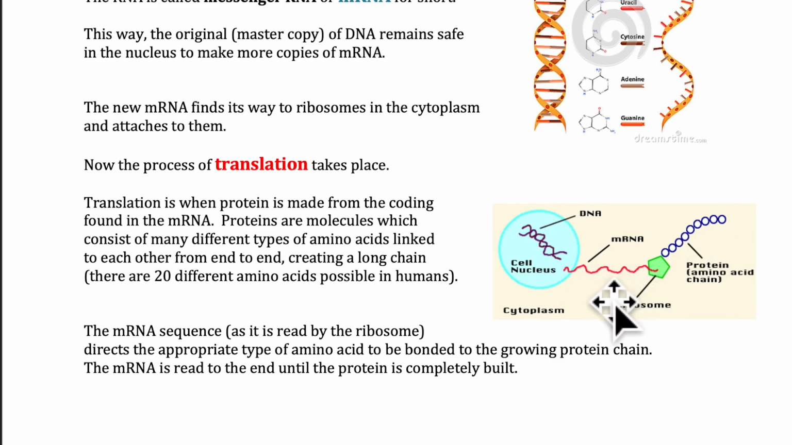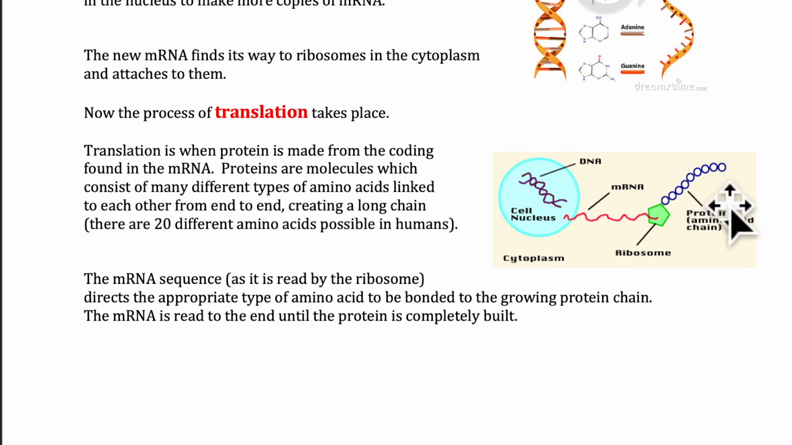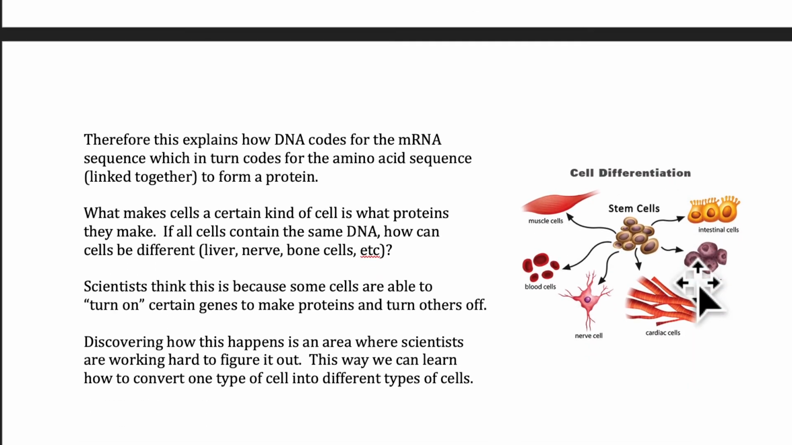The mRNA sequence, as it is read by the ribosome, and of course most of this you can see in the picture, directs the appropriate type of amino acid to be bonded to the growing protein chain. The mRNA is read to the end until the protein is completely built. So you can see that, right?